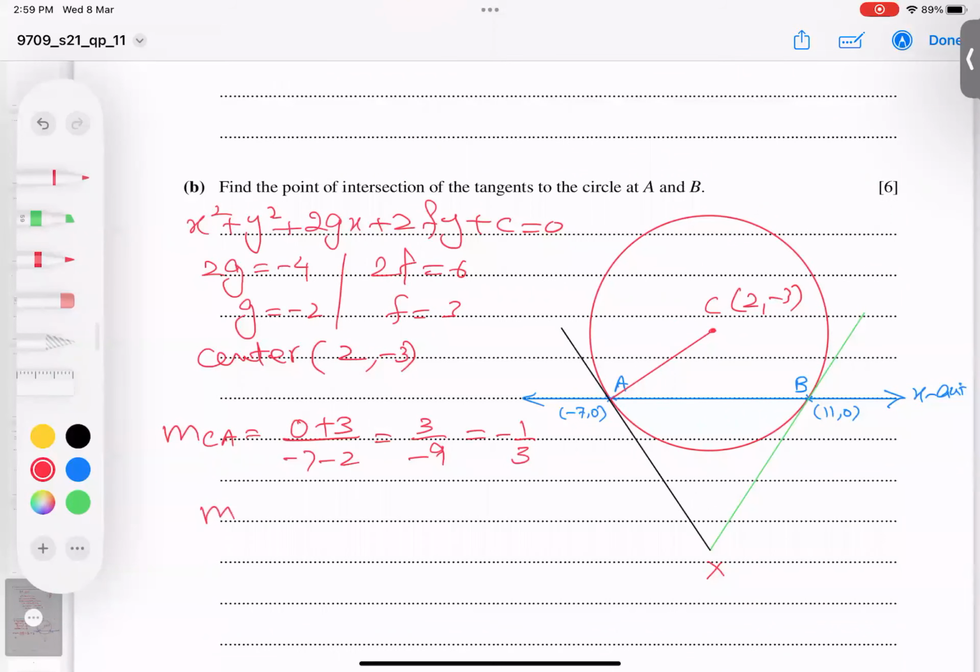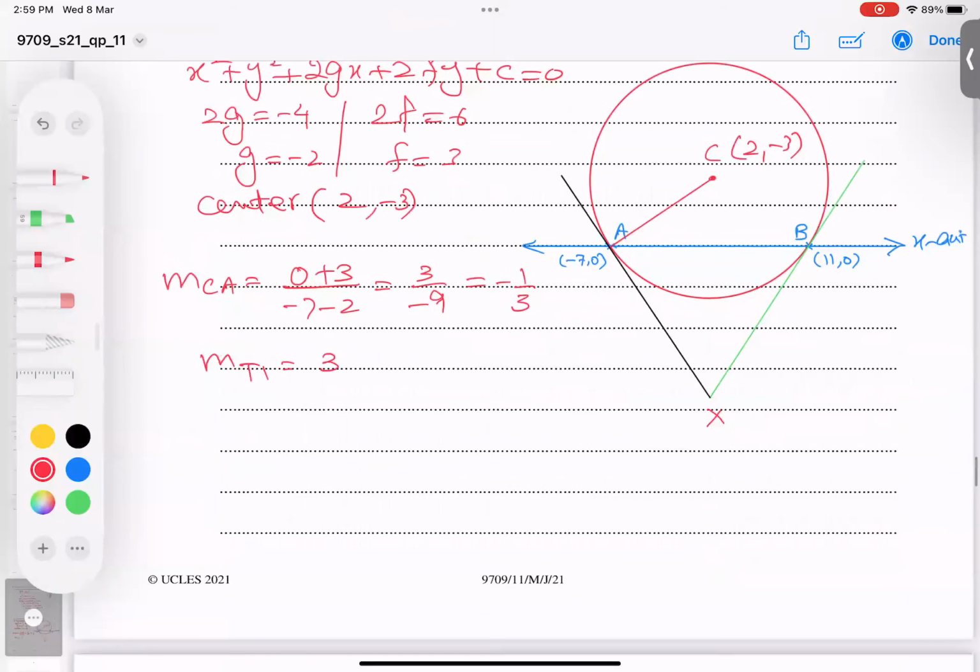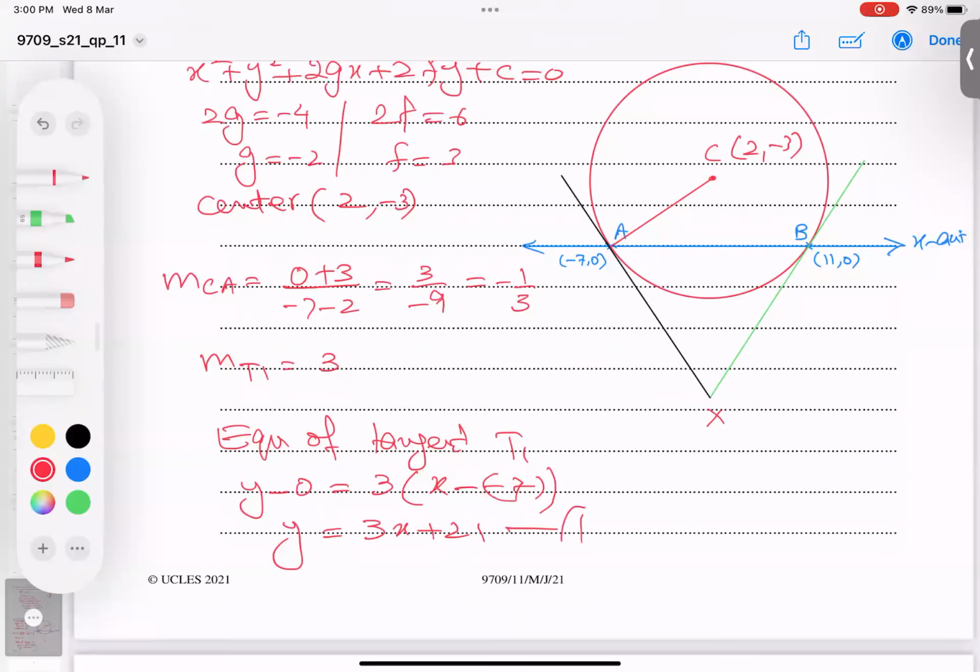Then what is the gradient of the tangent? So the tangent, I call it T1, and that is a positive 3. And now I'm finding the equation of the tangent. Okay, I call it T1. So y minus y1 equals m times x minus x1. So y becomes 3x plus 21. Equation of tangent 1 done.